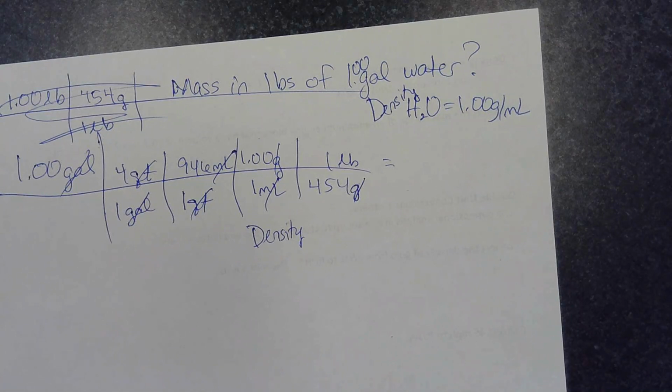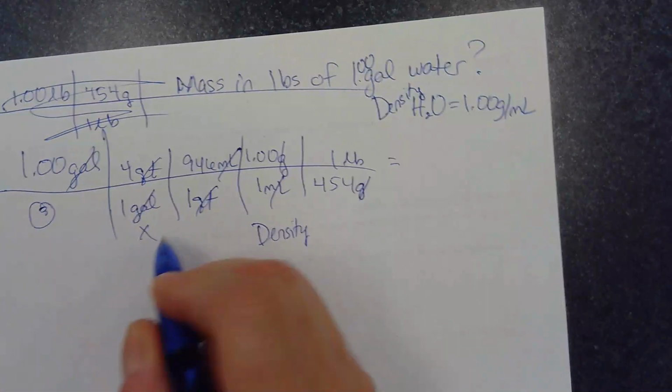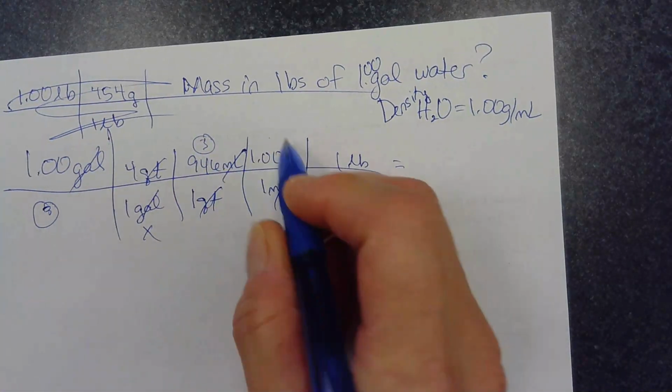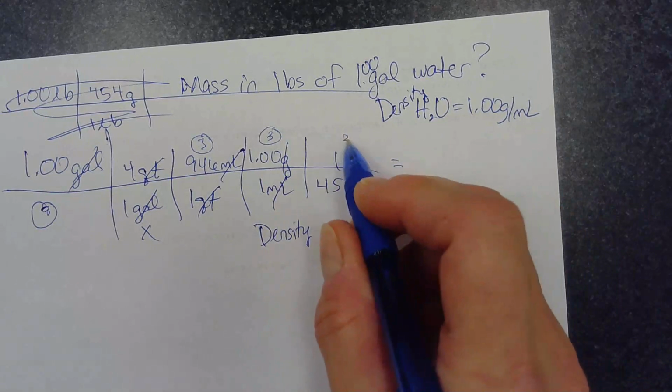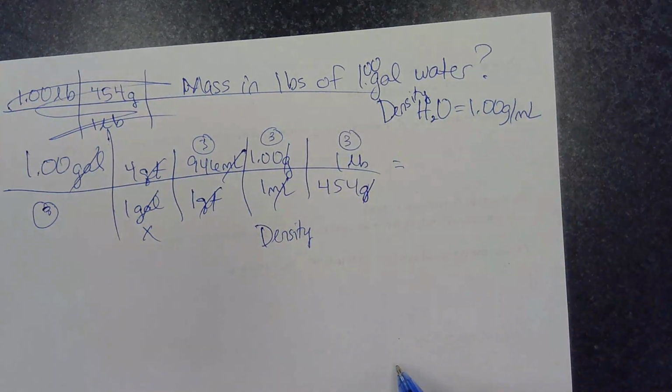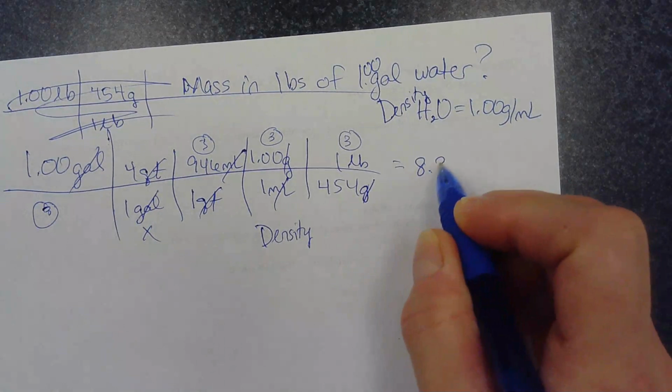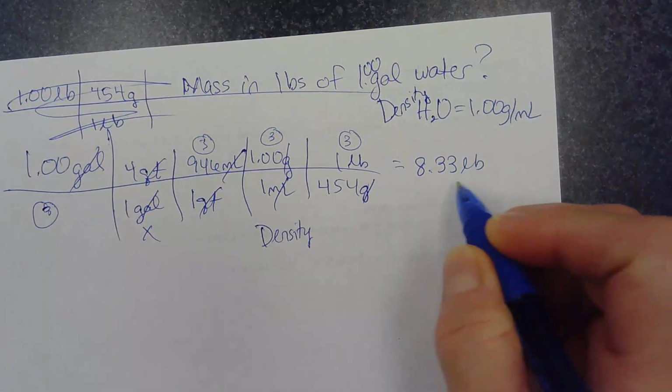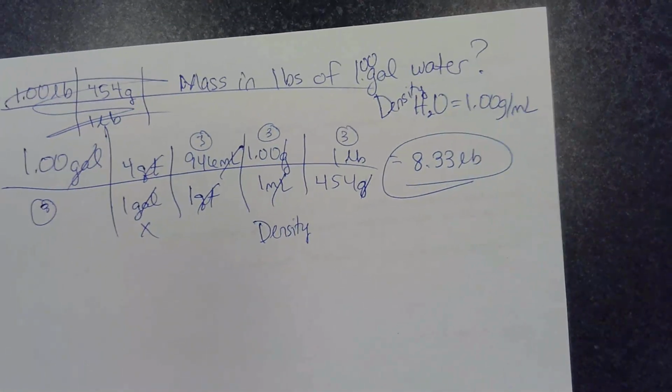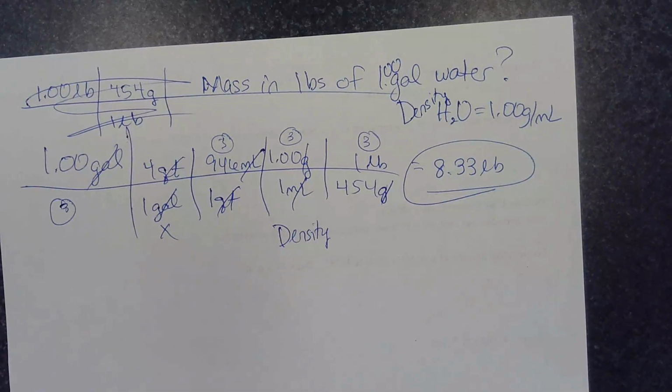And how many significant digits should you need in your final answer? 3, because this has 3, this is exact, this has 3, this has 3, and this has 3. So my final answer is what? Say it again. Come on. 8.33 pounds.